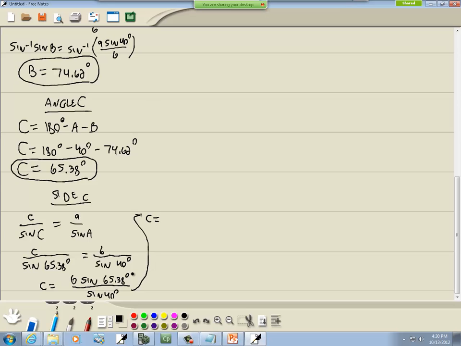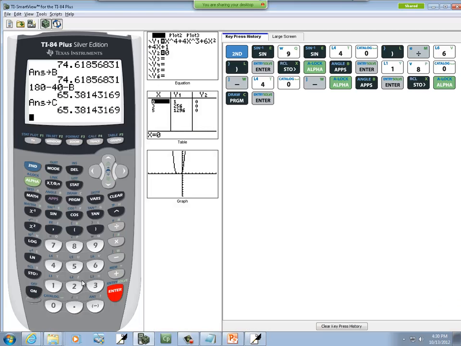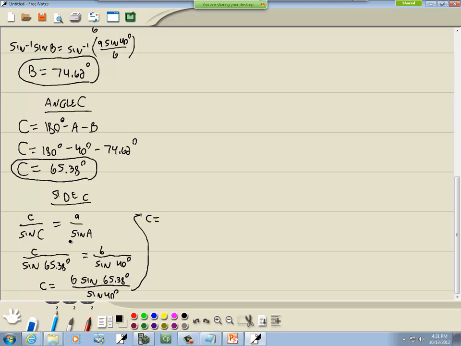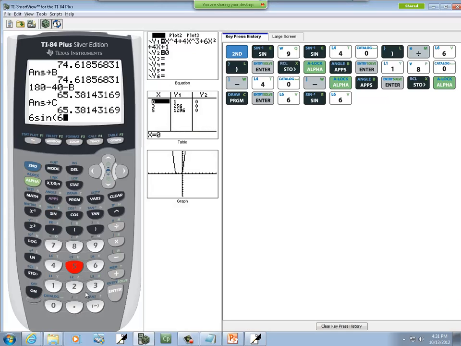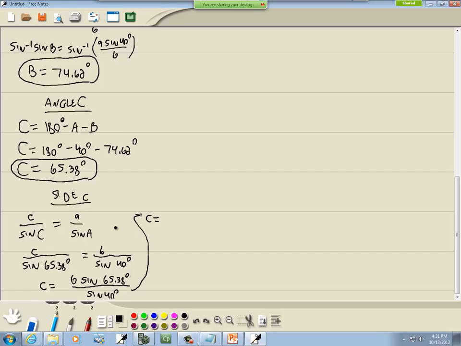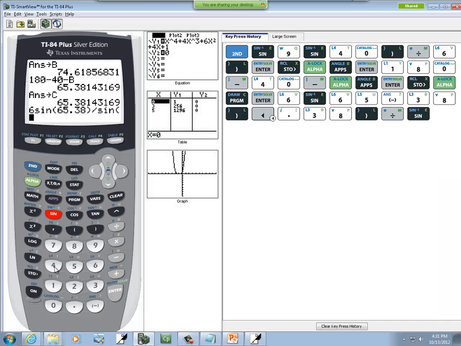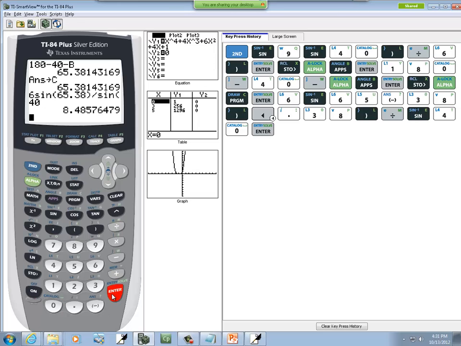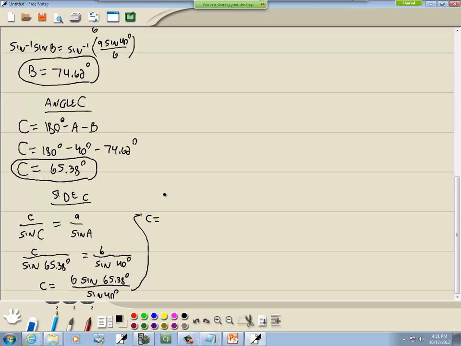So c is going to equal 6 sine 65.38, close parentheses. What in the world did I just do there? Divided by sine 40. And assuming I typed it in correctly, which is always kind of iffy, we get 8.49. And that would be side c. And that would be our first triangle.